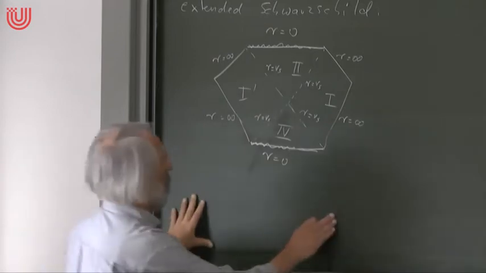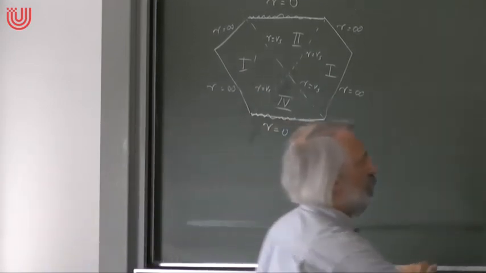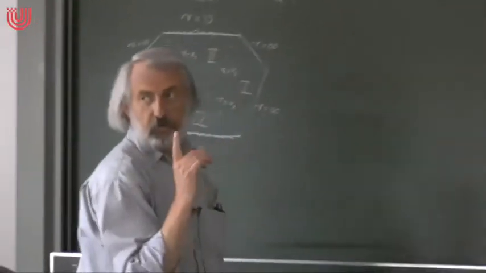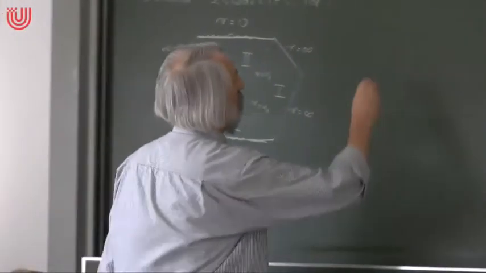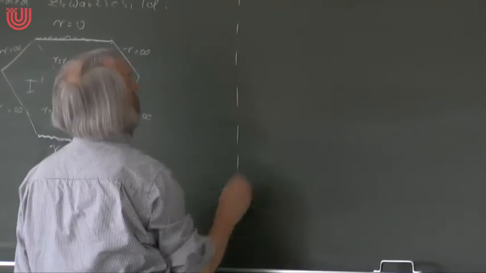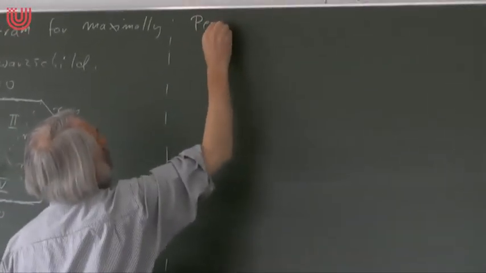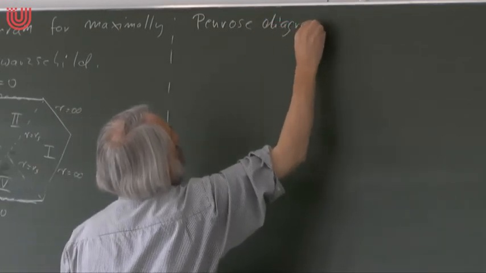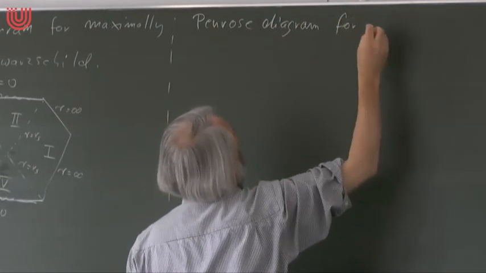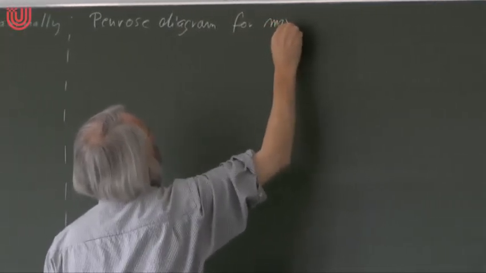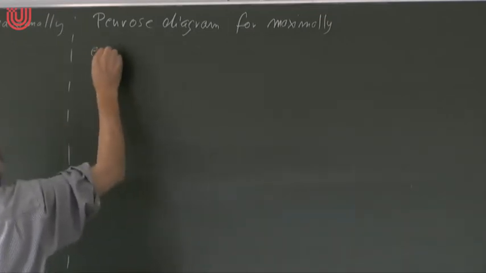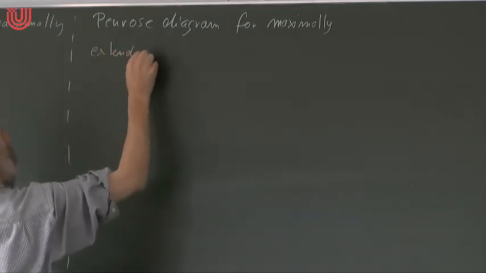And now let's look at the Penrose diagram for Reissner-Nordström. In this case where we have two horizons, I'm only talking about this case at the moment. So the Penrose diagram for the maximally extended Reissner-Nordström. I will touch upon the question what actually the maximal thing is.